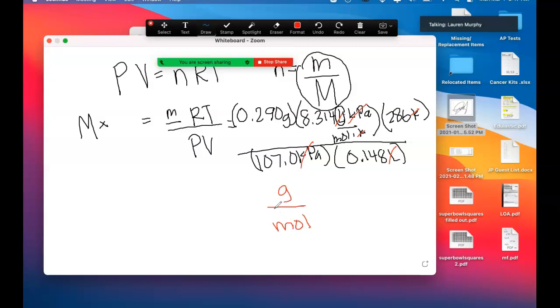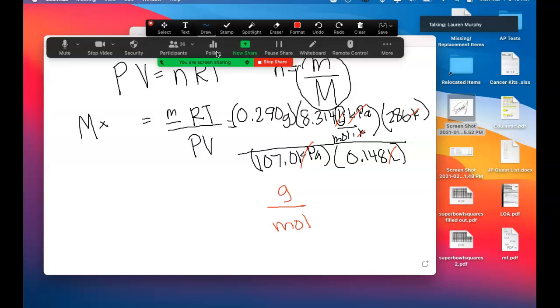Now in your calculator, because you have two things in the denominator, I highly suggest that you multiply the top out. So you do 0.290 times 8.314 times 286 and then divide by 107 and then hit the divide again by 0.148. So you hit your divide button twice. I'll give you a second to try to calculate that out, please.